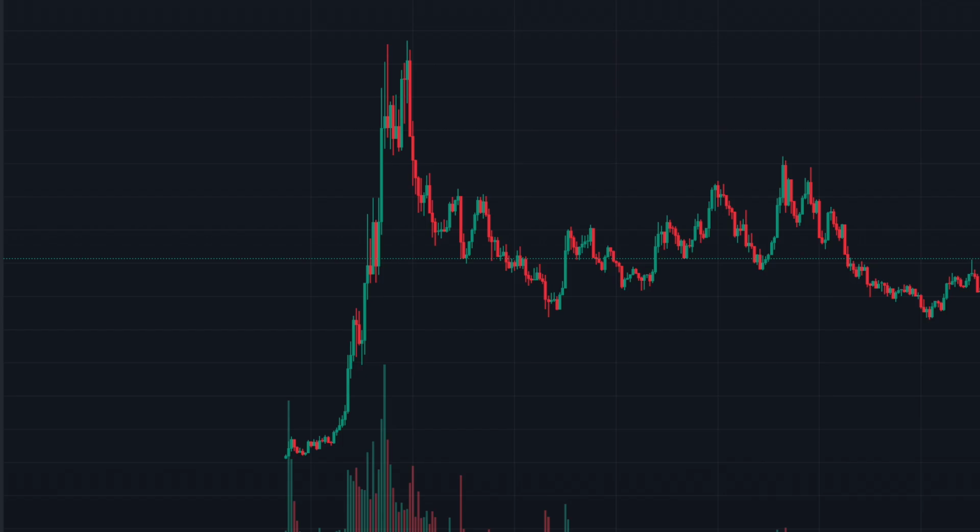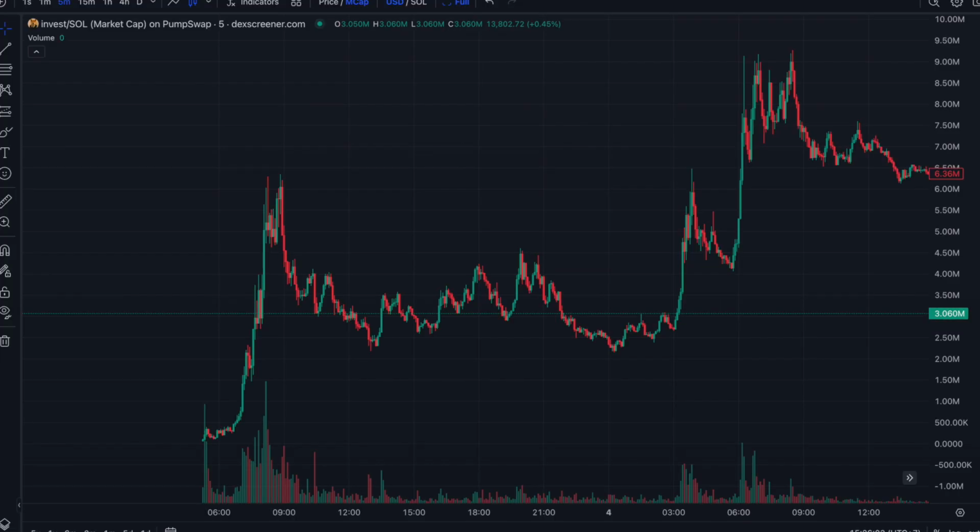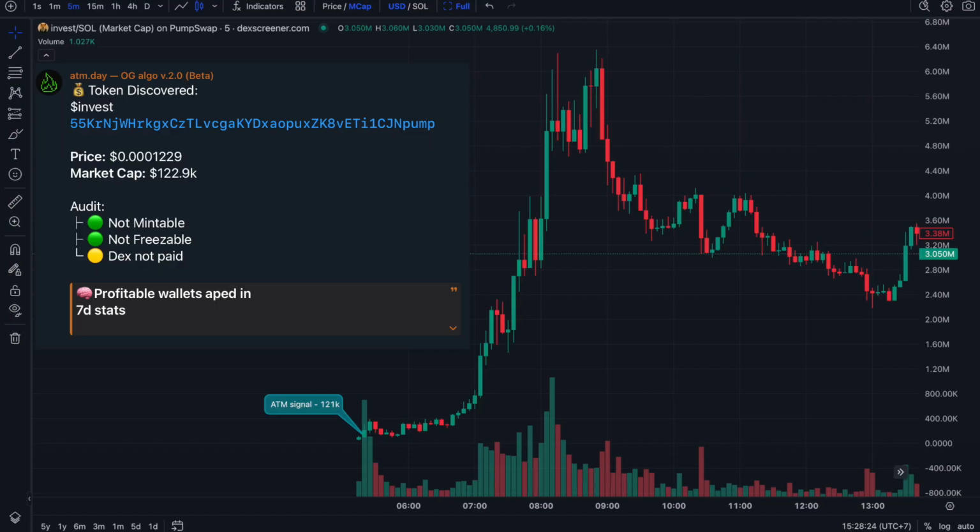On that same day, ATM also signaled a token called Dog Invest, which reached a $6 million market cap within 4 hours of launching and went on to reach $9 million the following day. ATM called this token at 121k, 3 minutes after it launched.